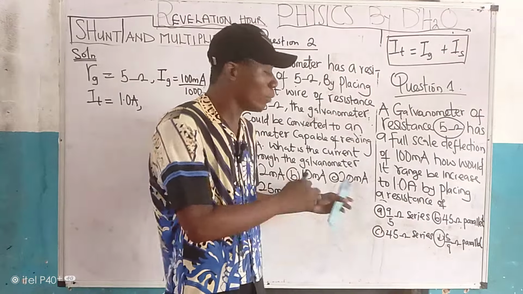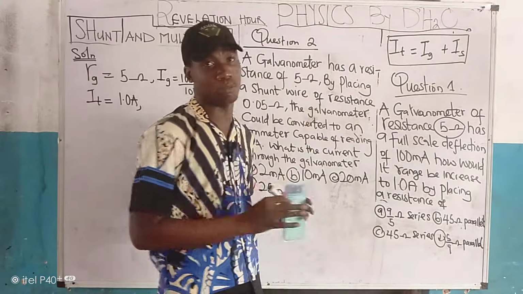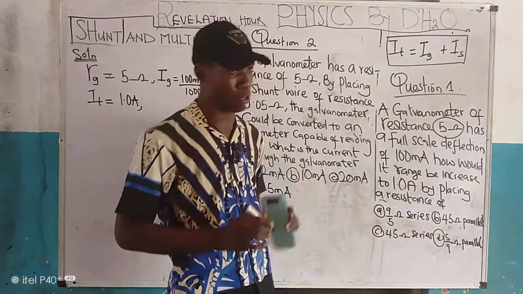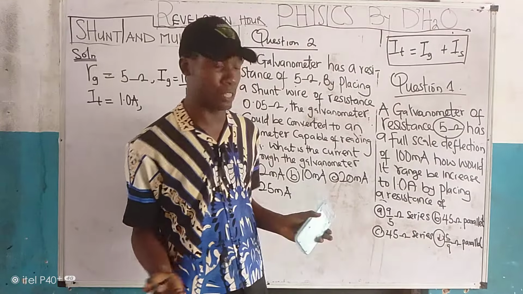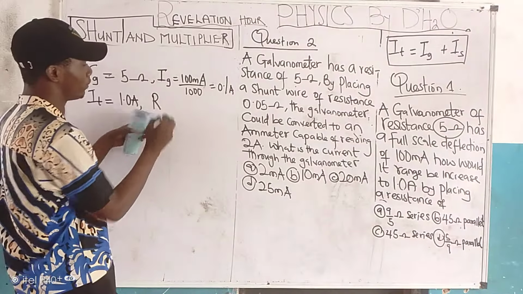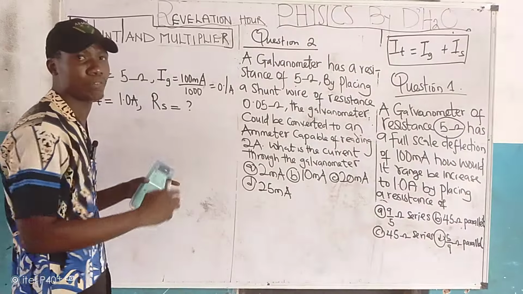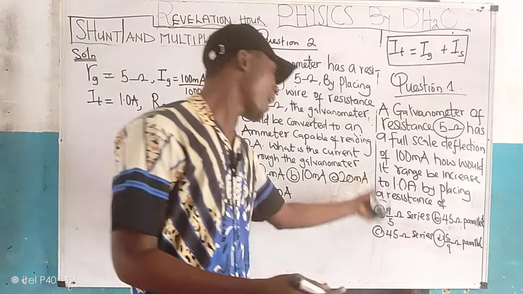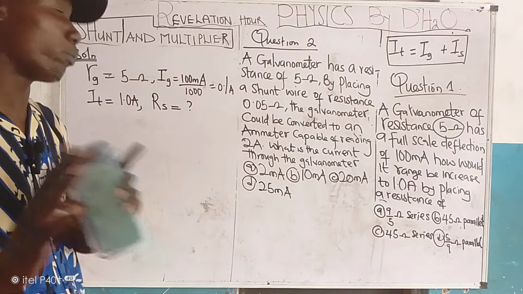They said, what will be the value of the resistance that will be connected to this galvanometer so that it can measure that current? You know that the wire must be a shunt wire or shunt resistor. Therefore, we will say that the resistance of the shunt is unknown. So what we need is to calculate the resistance of the shunt. That's very easy.